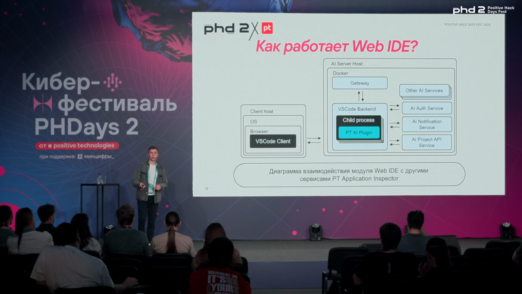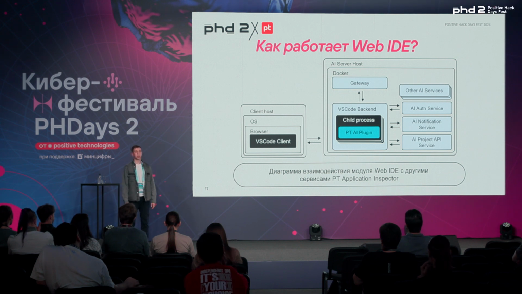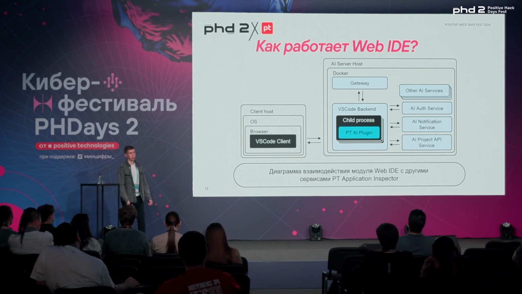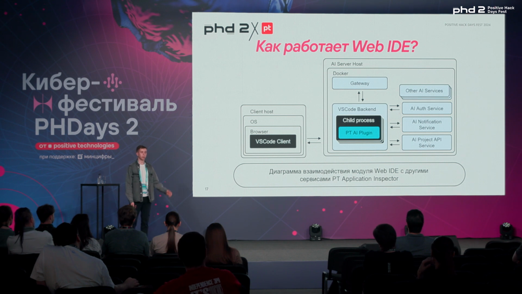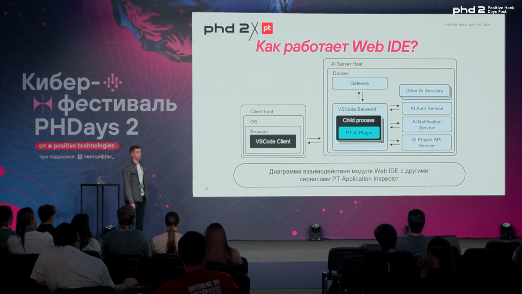So our VS Code client sends a call from the browser, goes through the gateway to our server, which will generate some child processes where the whole environment for the client is run. Among these child processes, some will be responsible for individual plugins, and our plugin will be talking to all the other services of the application inspector, so that the scan is done, for example, and the scan results are represented, and yeah, that's it.